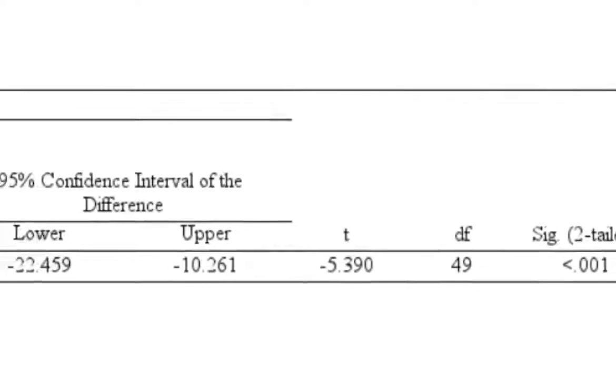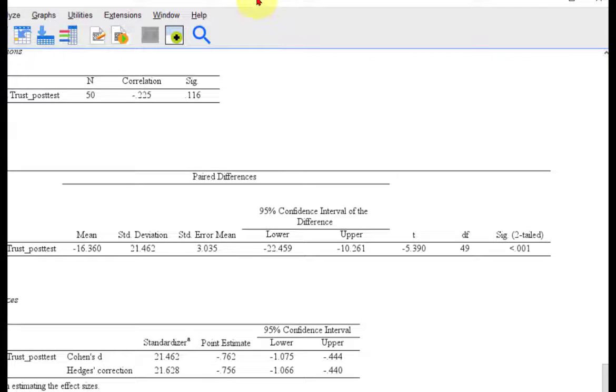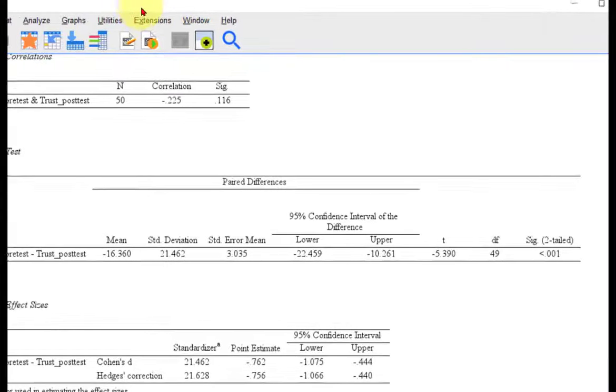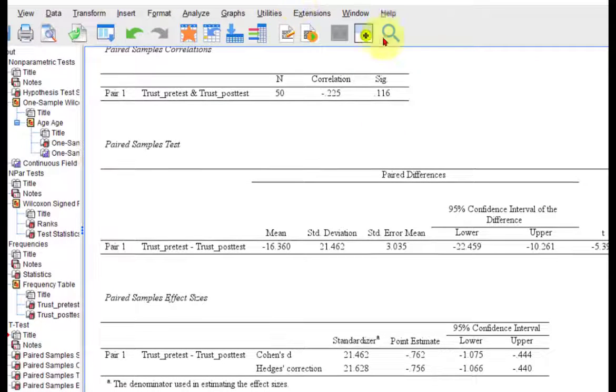So it has been my experience that almost 99 times out of 100, a parametric test's results will mirror a non-parametric test's results. It's just that the way of going about it is different. So I hope that helps.